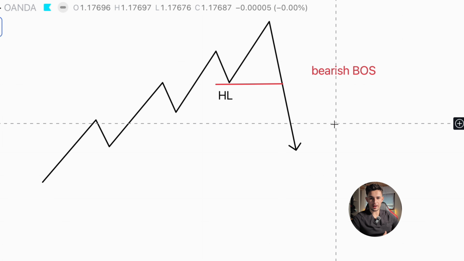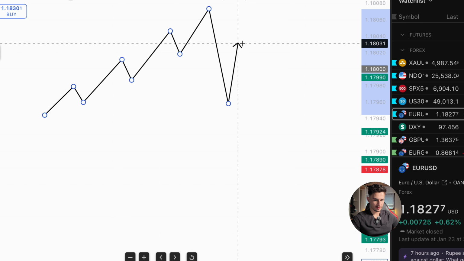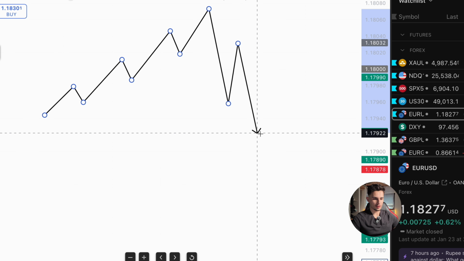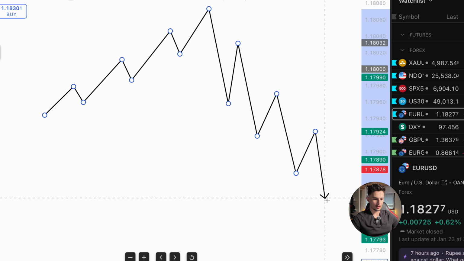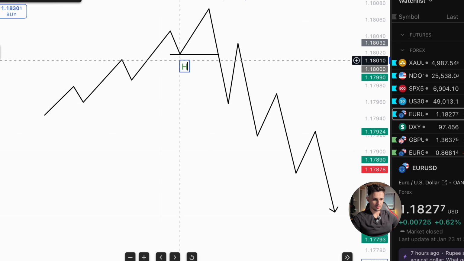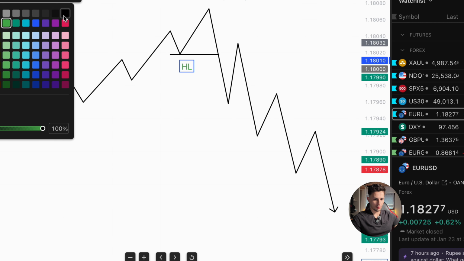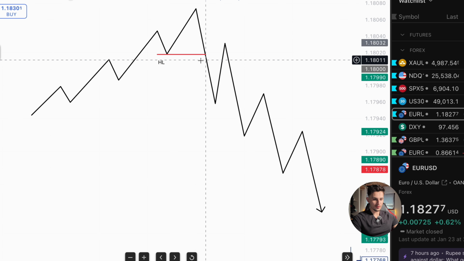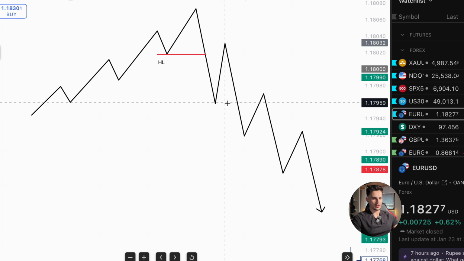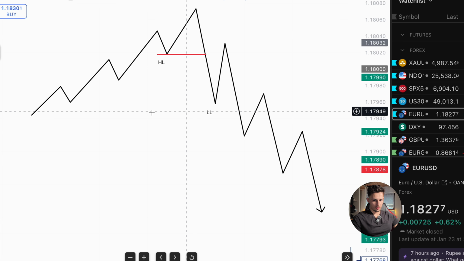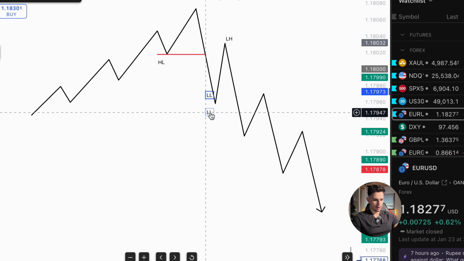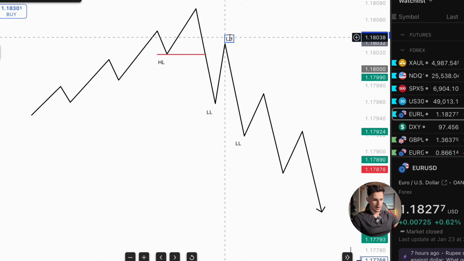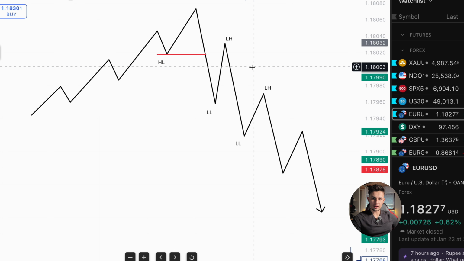So ideally what we would like to see now is price coming back to this area here and then creating new lows: lower high, lower low, lower high, and lower low. Let's repeat this, guys. This was our last higher low. We see that price has disrespected the previous higher low and now created a new lower low, followed by a lower high, then a new lower low, a new lower high, and so on. So now we have clearly moved from a bullish uptrend to a bearish downtrend.